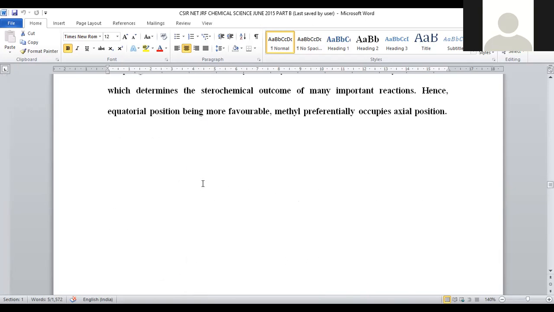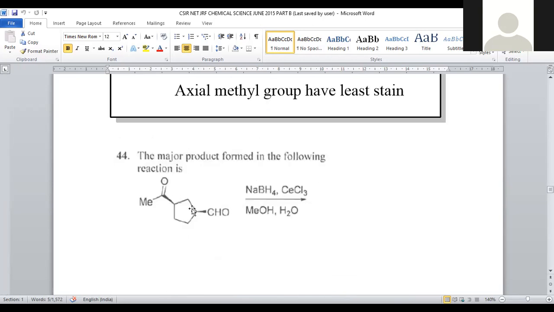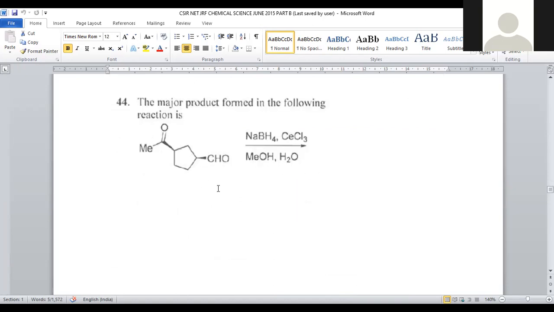Let us move on to question number 44. Again, it is a part of organic chemistry. We are taking the major product formed in the following reaction. This is a cyclopentane with an aldehyde on one position and a ketone on another position, right? And it is treated with sodium borohydride, cerium trichloride, methanol, water. So in general, whenever sodium borohydride is given, being a mild reducing agent, whenever there is a compatibility between aldehyde and ketone both, it will selectively attack the aldehyde rather than the ketone, and the aldehyde will be transformed into a primary hydroxyl.